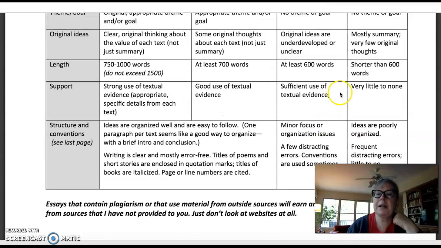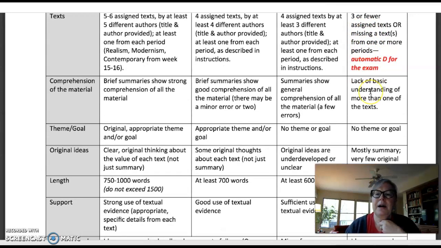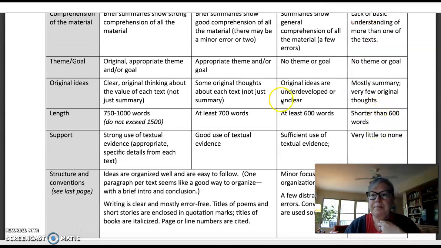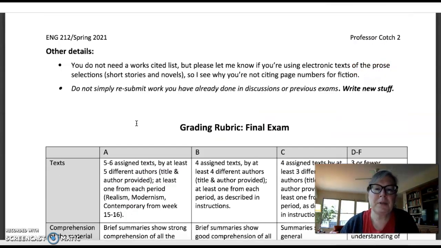If you earn a D on the exam, it's because you didn't have enough assigned texts, you didn't show that you understood what you were talking about, and so on. Those are the basic requirements for the exam.